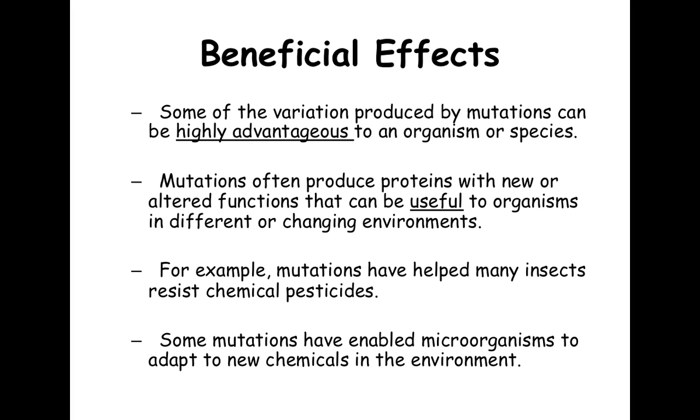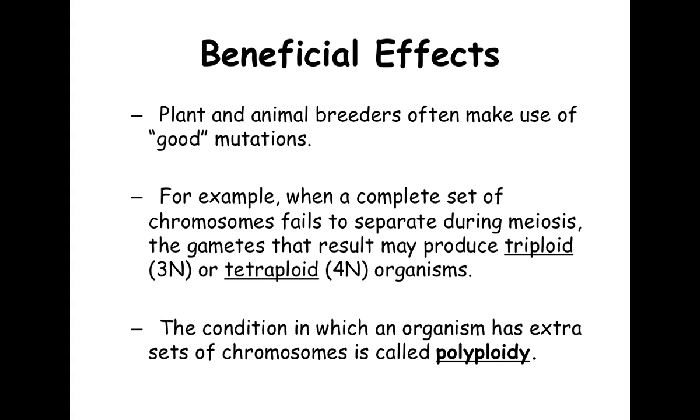So mutations have helped many insects resist chemical pesticides. Mutations have helped bacteria resist things like antibiotics or antibacterial means that we have to get rid of them. That's one of the reasons why we're kind of in trouble, is we've overused those things. Some mutations have also enabled microorganisms like bacteria to adapt to new chemicals in their environment. So we kind of talked about some of the bad things, but there are some good things. We make use of good mutations.